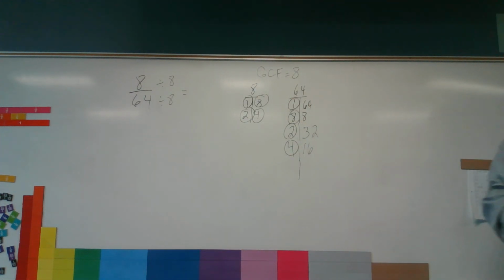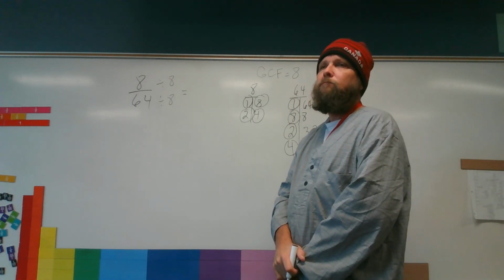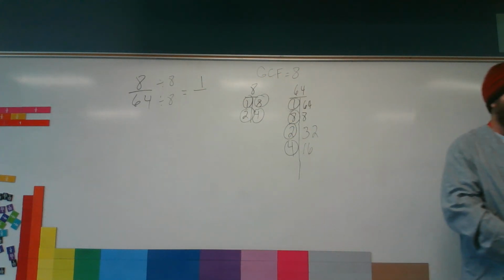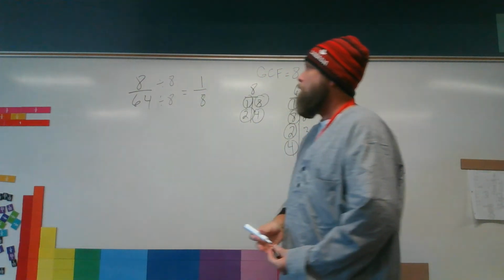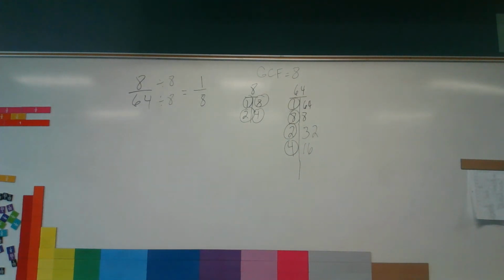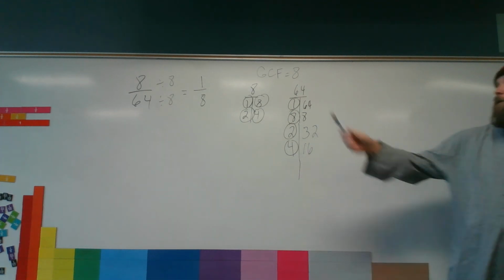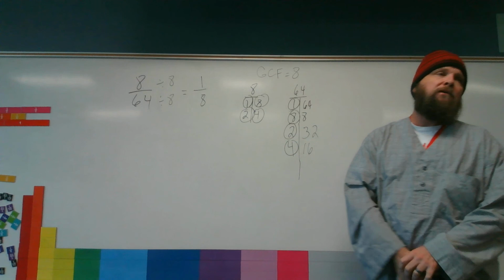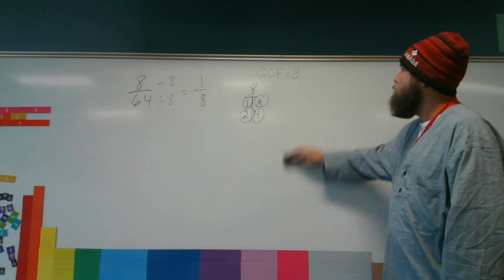Jabril, what is 8 divided by 8? 1. Victoria, what is 64 divided by 8? 8. So 1/8 is equivalent to 8/64. Okay, same process every time. I knew 3 wasn't a factor because the sum of 6 and 4 is 10, and 3 doesn't go into 10 evenly. So if I use my divisibility rules, it makes it very easy.